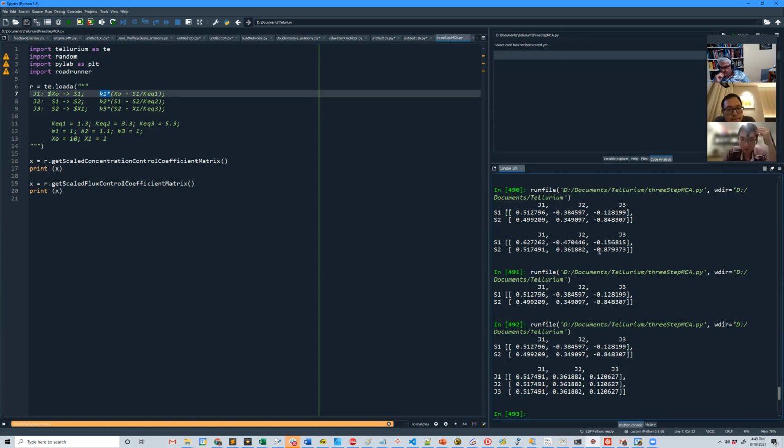Yeah, but you say if you change K1, then the flux, you mean the rates of the reaction one? Yes. The rate through reaction 1, rate through reaction 2, rate through reaction 3. Yeah, because they're all connected, they all experience the same effect. So it's all the same.